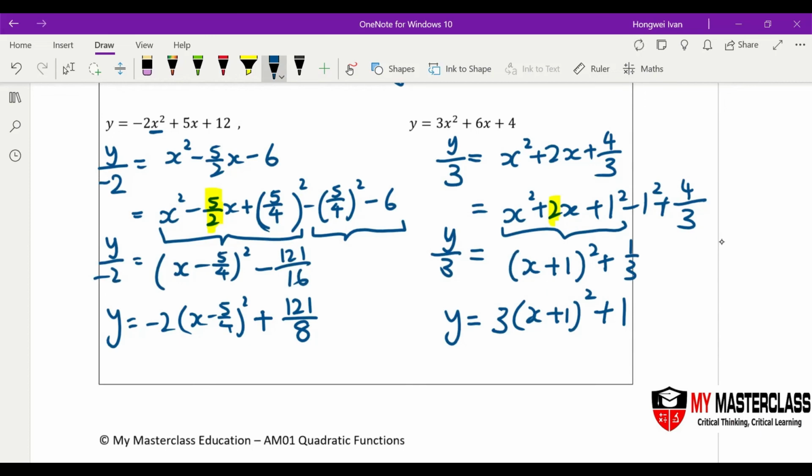Is it the same as mine? Minghui, yes? Elvina, are you copying or doing it yourself? Okay, it's always plus half of the middle guy squared. You get the same as mine. Good. Bong, you done?